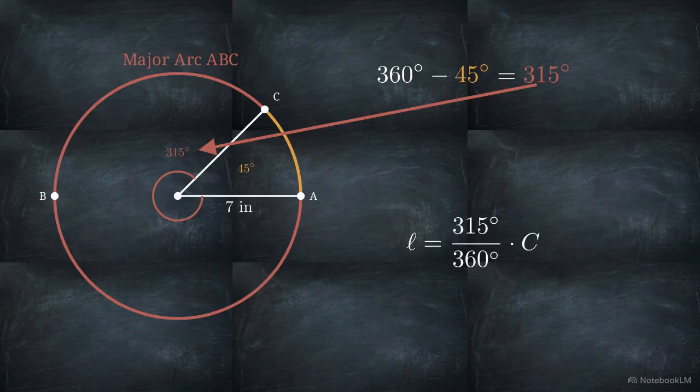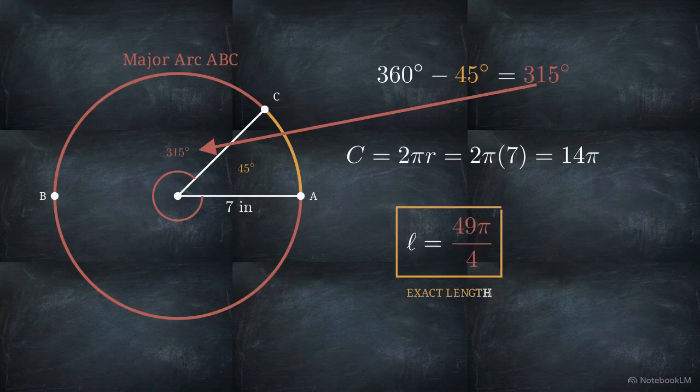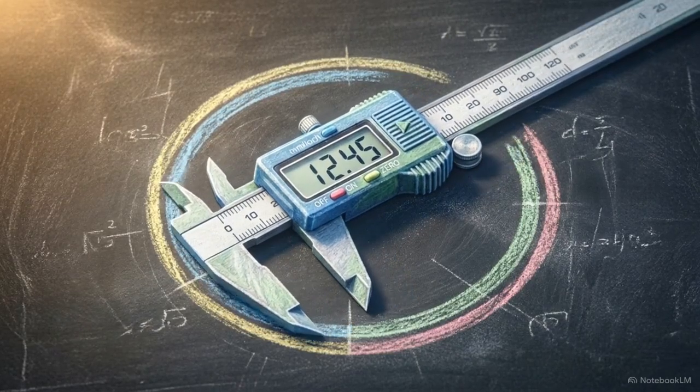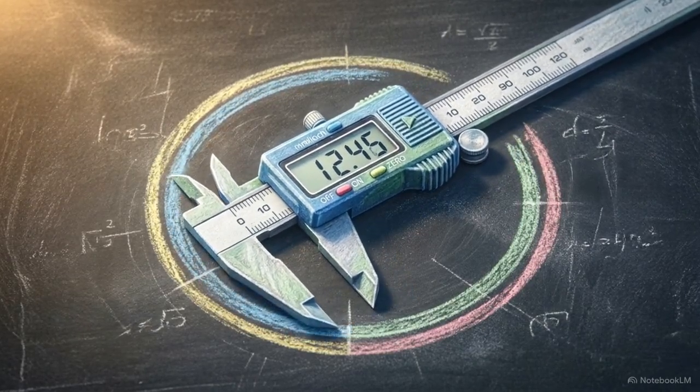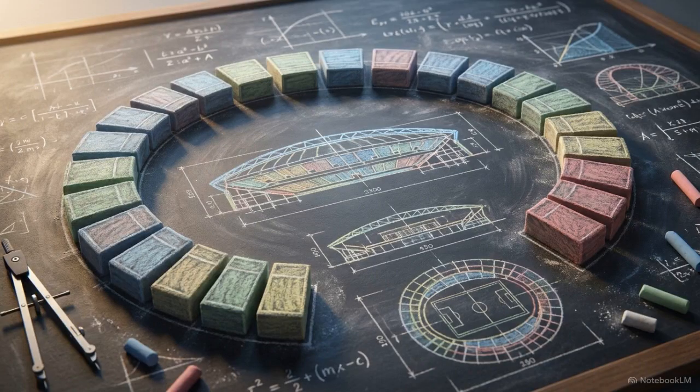We substitute our 7-inch radius into the standard circumference formula. This gives us a total exact perimeter of 14 pi. Multiplying our angular fraction by the total circumference gives us the exact algebraic length of the major arc. We then convert this exact algebraic formula into a physical length by substituting an approximate decimal value for pi. Any complex perimeter segment can be mathematically solved by correctly isolating its proportional angle relative to the whole.